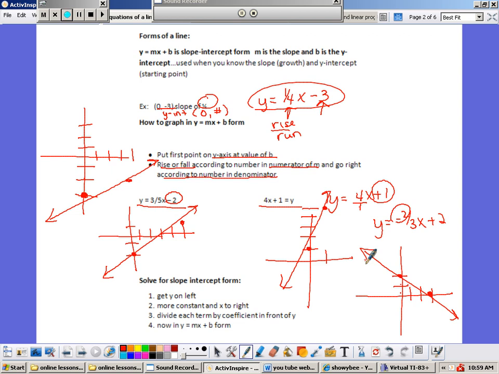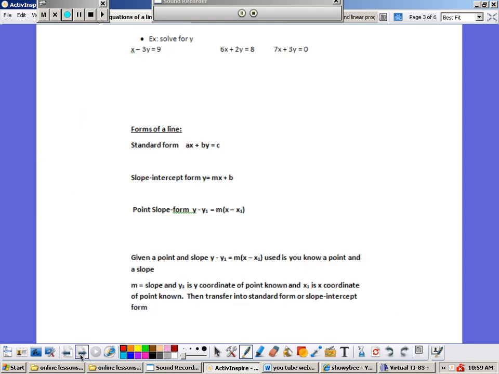Okay, what if the equation is not in slope-intercept form? It's in standard form. First thing you have to do is get the y by itself on the left-hand side. Get the y on the left-hand side. Then you want to move everything away except the y term to the right-hand side. Then you'll divide by the coefficient in front of y, and now you should have y equals mx plus b form.